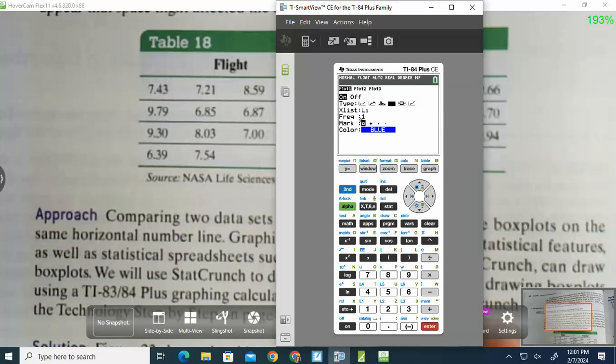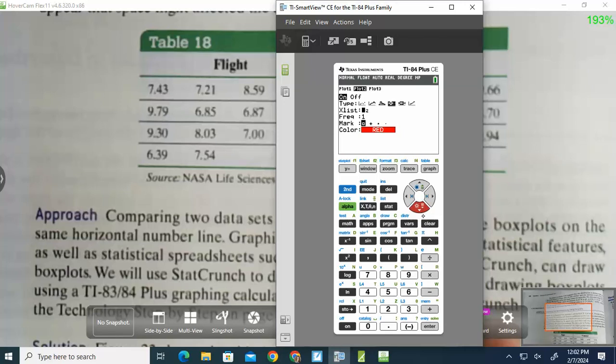So that's my first plot. I'm going to turn on the second one as well, so I'm just going over to plot 2, or you can do second, your y equals again. So plot 2 I want to turn on. Same thing, that first box and whisker with the dots next to it. But the difference, my X list this time is going to be list 2, so that we can look at both of them at the same time.